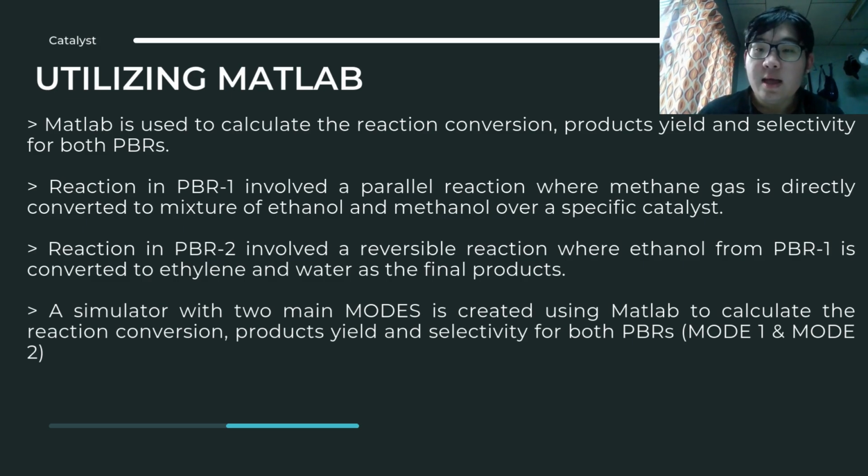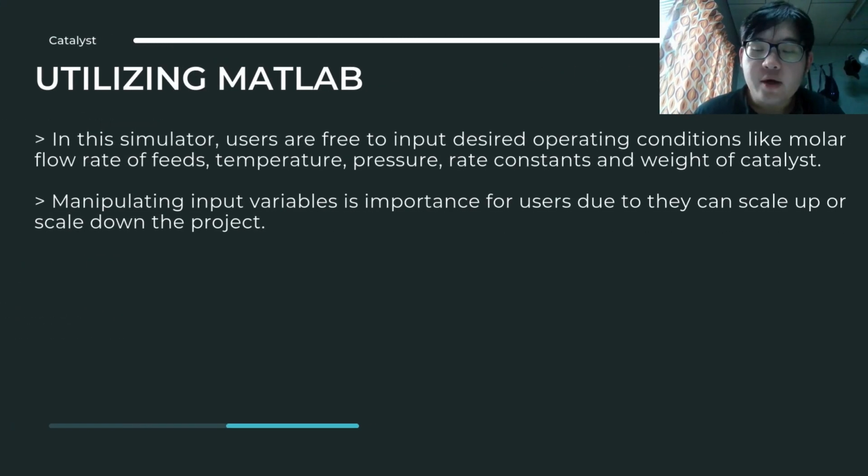Mode 1 will be calculating the reaction in PBR1, while mode 2 will be calculating the reaction in PBR2. Also, in this simulator created with MATLAB, the users are free to input desired operating conditions like molar flow rate of feed, temperature, pressure, rate constant, and weight of catalyst. Manipulating these input variables is very important for the user so that they can scale up or scale down the project.